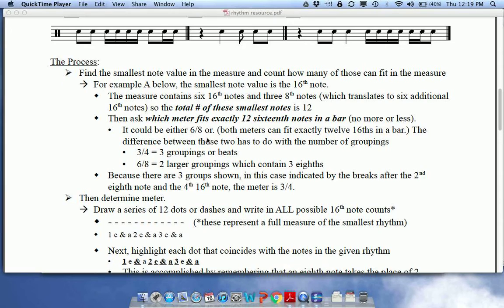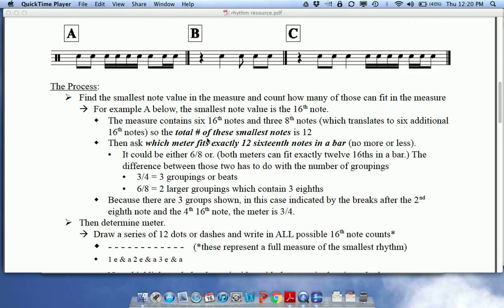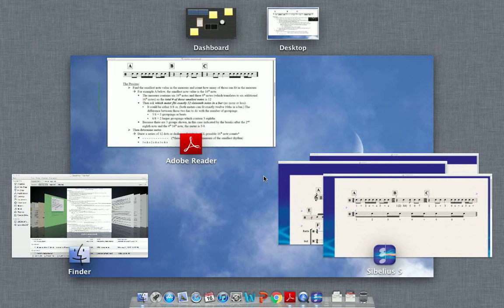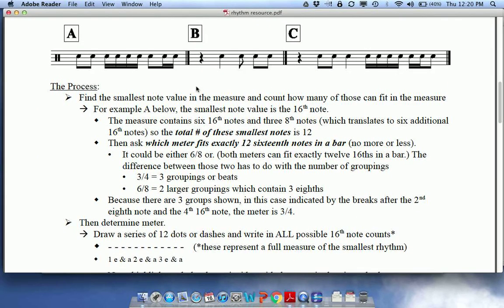Let's keep going here. Now, figuring out the counts. What I would suggest is, you see this down here, to determine meter, then to put your counts into place. So we know we have a total of 12 possible 16ths.